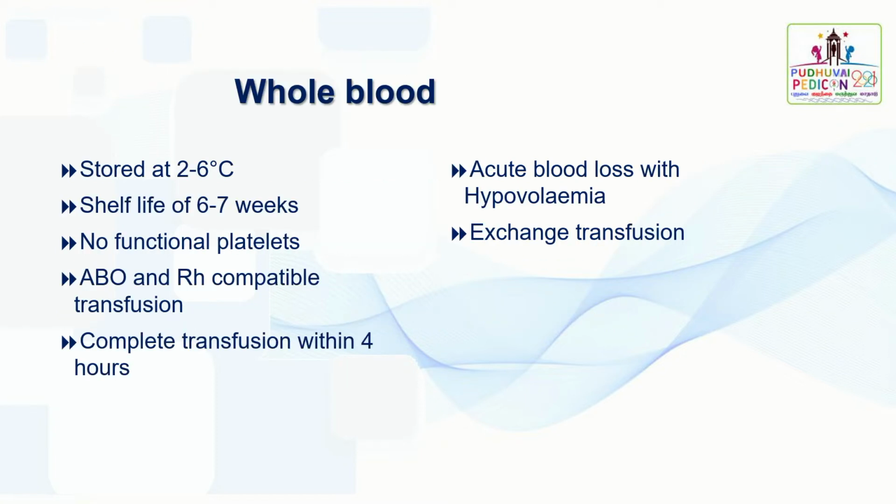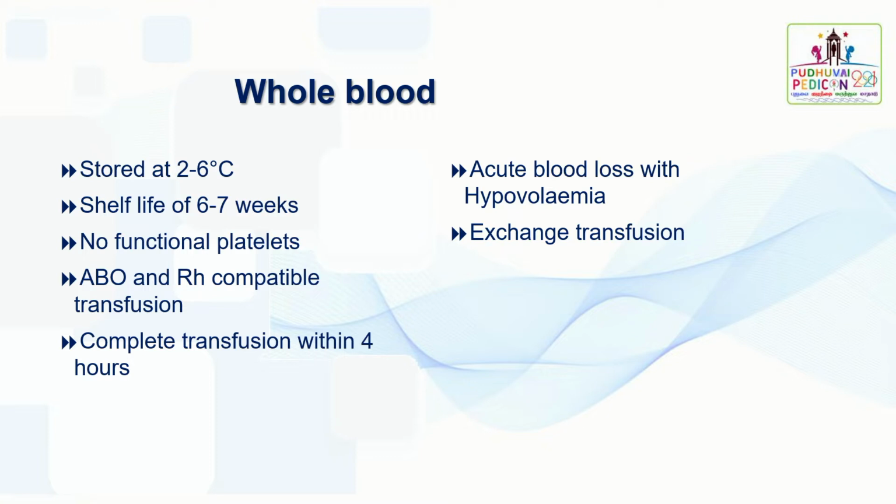Coming on to whole blood, it is stored at a temperature of 2 to 6 degrees centigrade with a shelf life of 6 to 7 weeks. There are no functional platelets in whole blood, so it has limited use in the clinical setup. You have to go for ABO and Rh compatibility before transfusion. The transfusion should be completed within 4 hours.